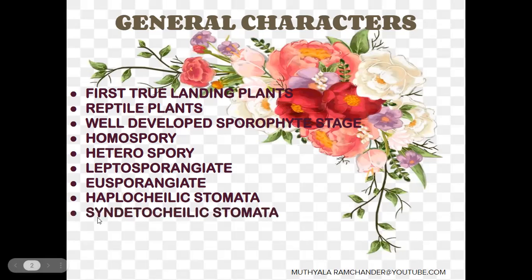Next general character is syndetocheilic stomata. Syndetocheilic stomata means a stomatal complex containing guard cells and subsidiary cells, both developed from a single mother cell. This structure of stomatal complex, where guard cells and subsidiary cells are developed from a single mother cell, is called syndetocheilic stomata.